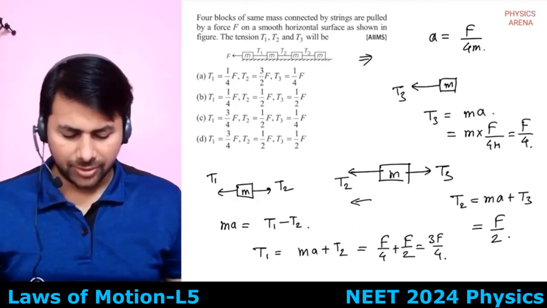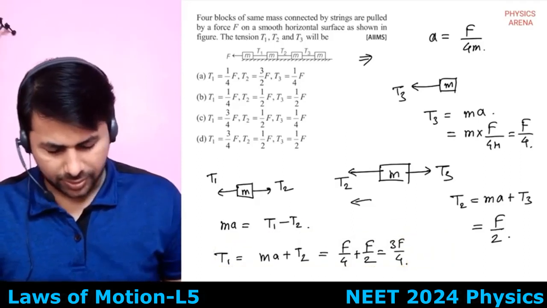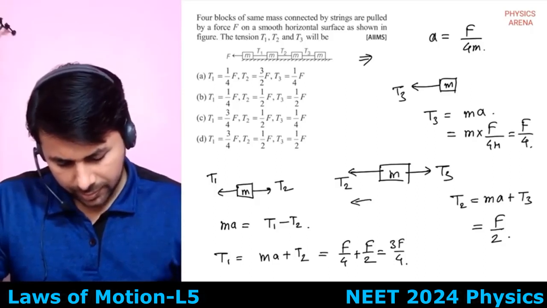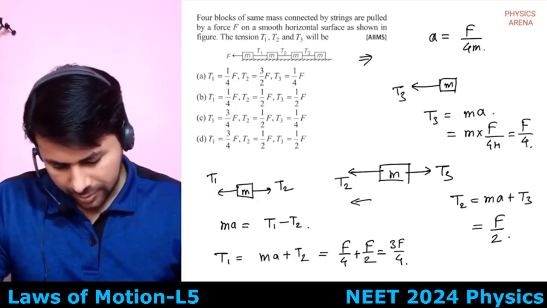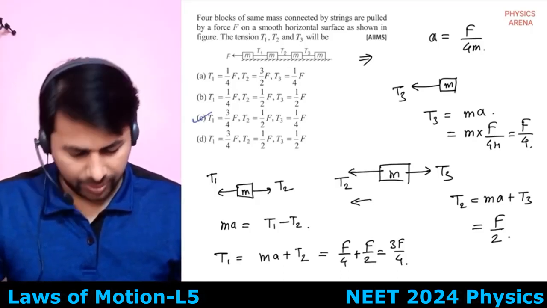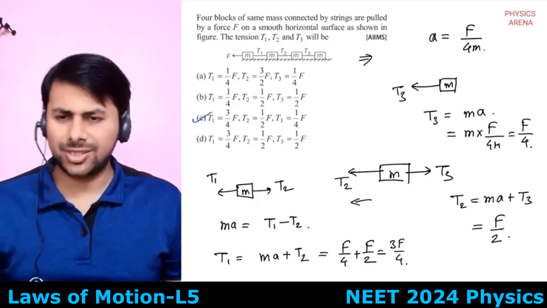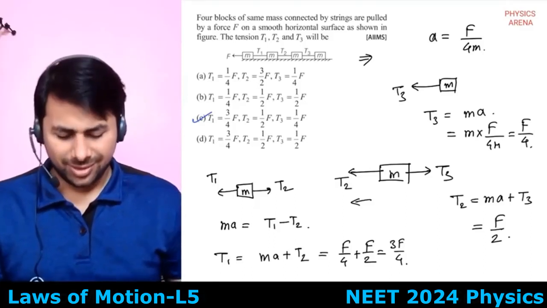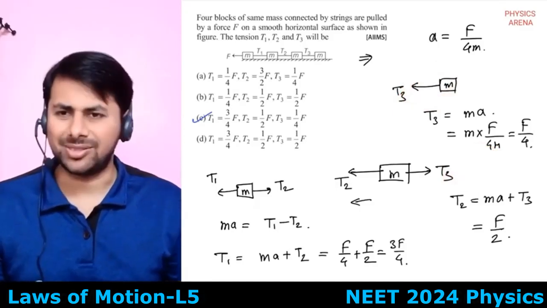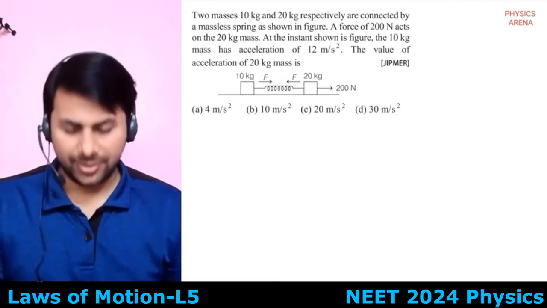So we just wanted to find T1, T2, T3. So which option is it? Option C: 3F by 4, F by 2 and F by 4. So the question is simple, right? But this kind of question is a little bit lengthy, because we have to apply the free body diagram 2-3 times. Anyways, let us see the next question.